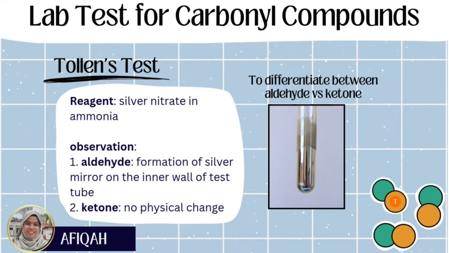Next, we use Tollens' test to differentiate aldehyde from ketone. The reagent used is silver nitrate in ammonia, also known as Tollens' reagent. If the compound is an aldehyde, a silver mirror forms on the inner wall of the test tube. This shining, reflective layer indicates a positive result. If the compound is a ketone, there will be no physical change. So Tollens' test is specific for aldehyde and does not react with ketone.